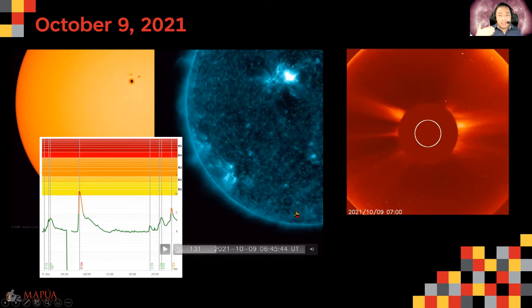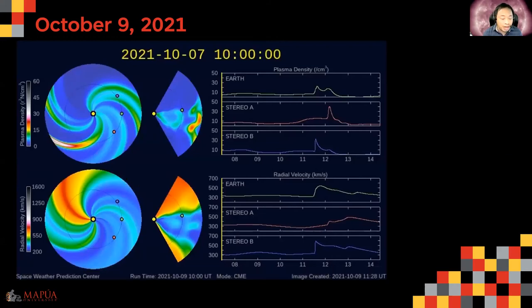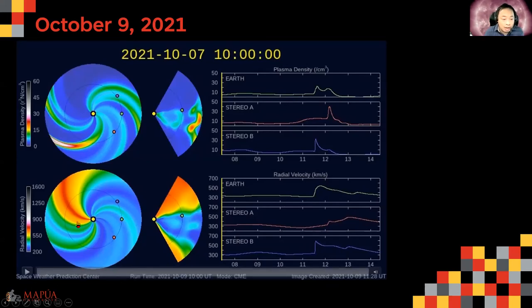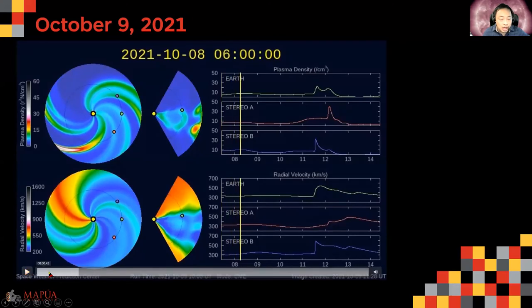Now, what is its effect to the solar wind? So again, this is still October 9. Using the WSA and ENLIL model provided by the Space Weather Prediction Center of NOAA, this is what happened. The first few frames here are the ones that I showed you. That's your ambient solar wind. So you still remember this part, no?